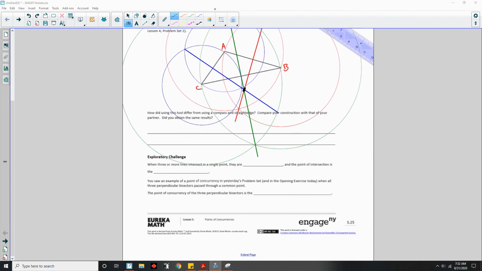And it says, when three or more lines intersect at a single point, okay, we had three lines here intersecting at a single point. Three is three or more. They are blank. Well, that's the definition word, concurrent. And the point of intersection is the point of concurrency. So we just defined the name of this lesson.